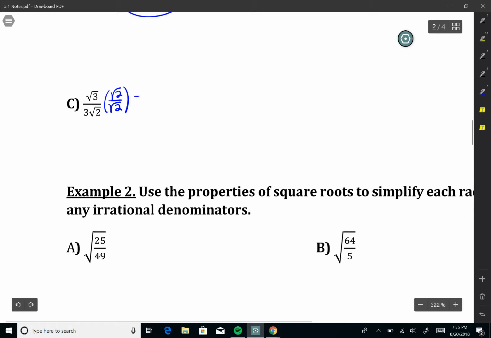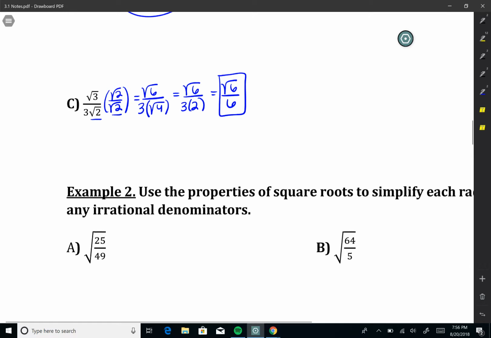So in my numerator, I have rad 3 times rad 2, which gives me rad 6. In my denominator, I have 3 times rad 2 times rad 2, which would be rad 4. All right, so that's rad 6 over 3 times the square root of 4, which is 2. So that's rad 6 over 6. Now, as badly as you want to cancel those 6's out, you cannot, because that numerator is not 6. It is the square root of 6, which is a much different number than 6, which is in the denominator.